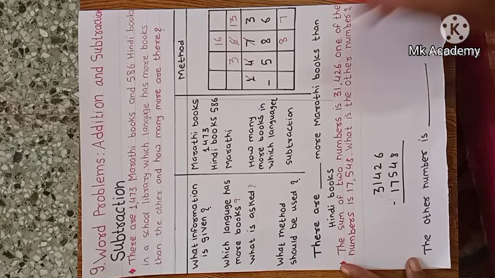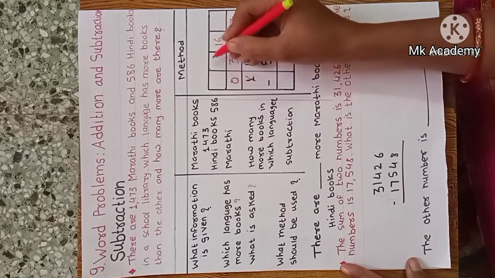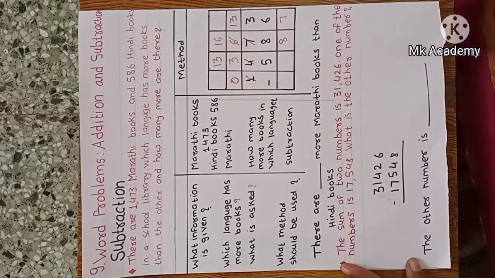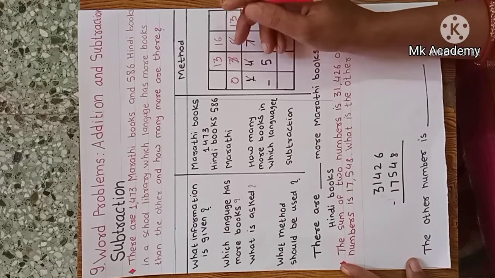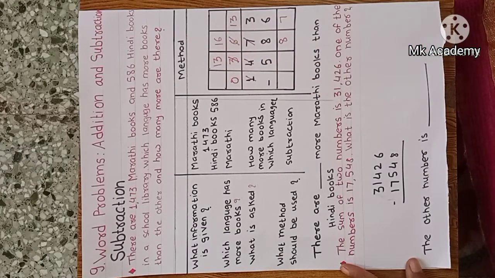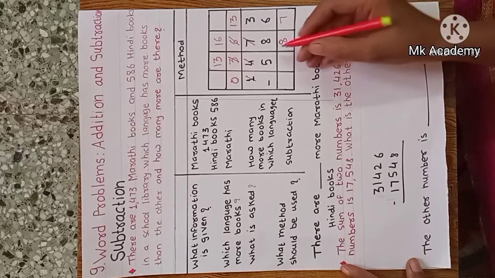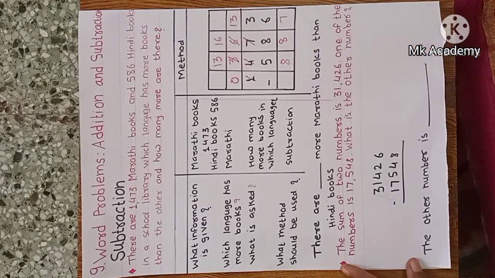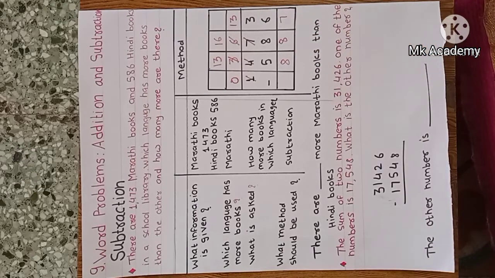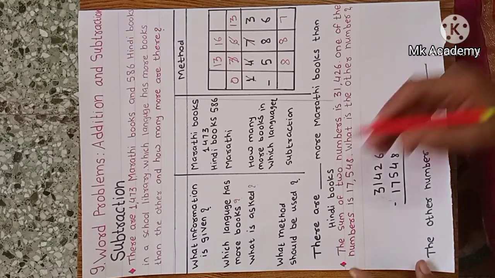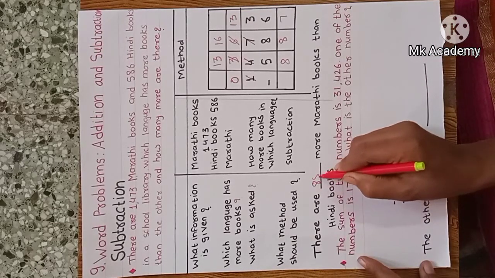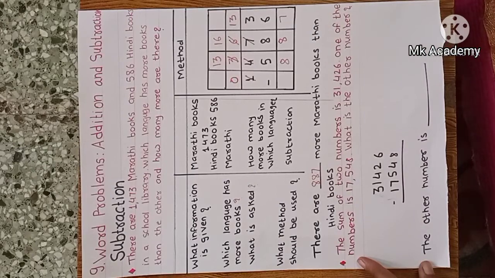We can borrow 1000 here. How many thousands remaining? 0. Here we get 1300. Now 1300 minus 5, how many hundreds remaining? 8. Means our answer is 887. There are 887 more Marathi books than Hindi books.